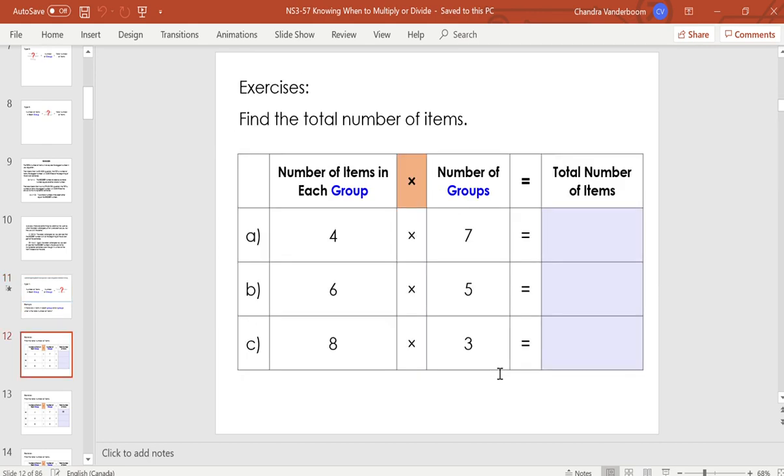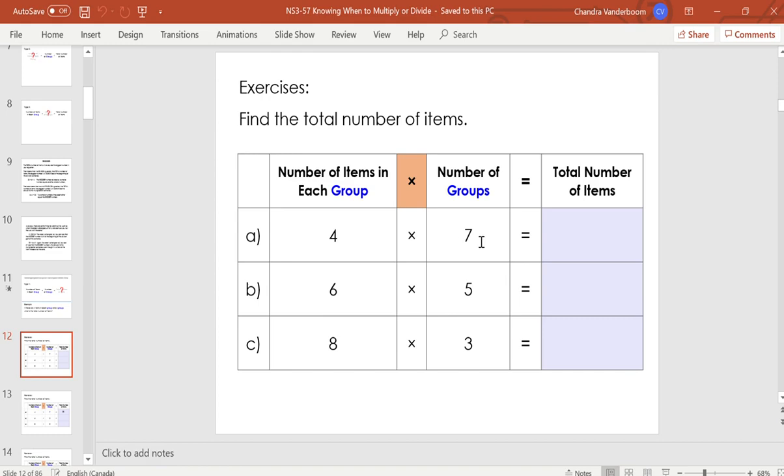Here are some examples. If we know the number of items in each group and we know the number of groups, but we don't know the total number of items, we always do multiplication. So let's say we have 4 items in each group times 7 groups altogether.